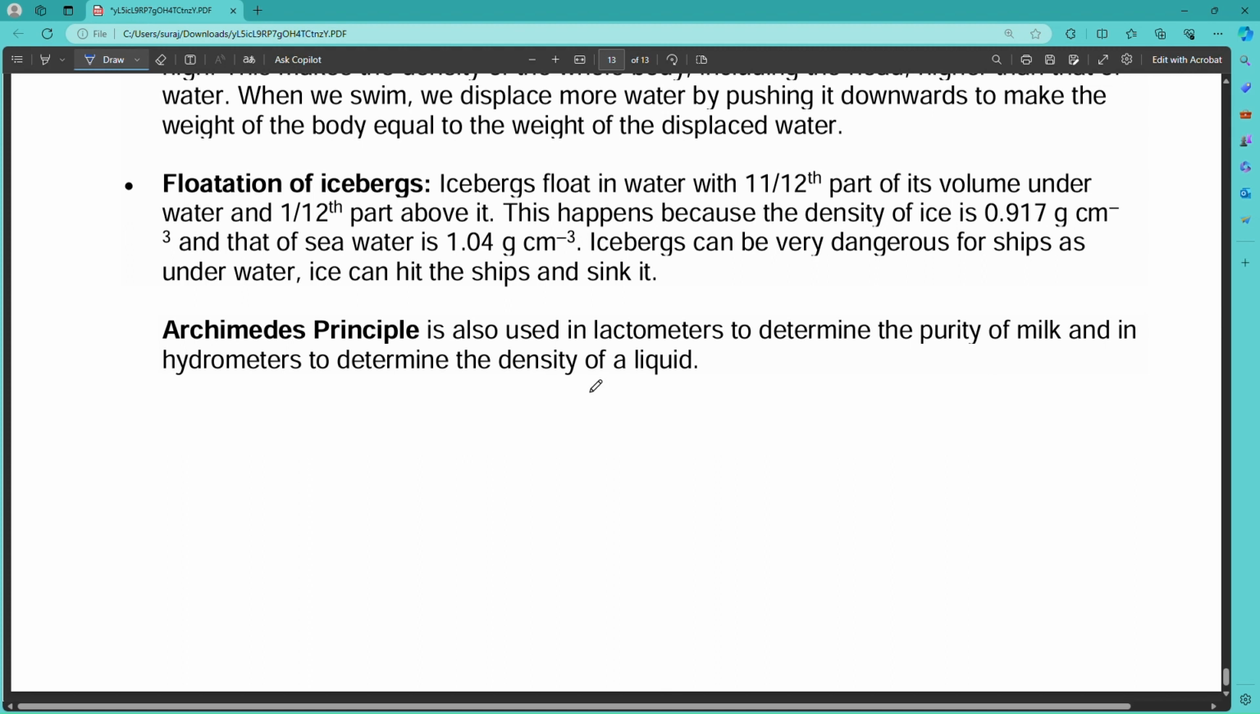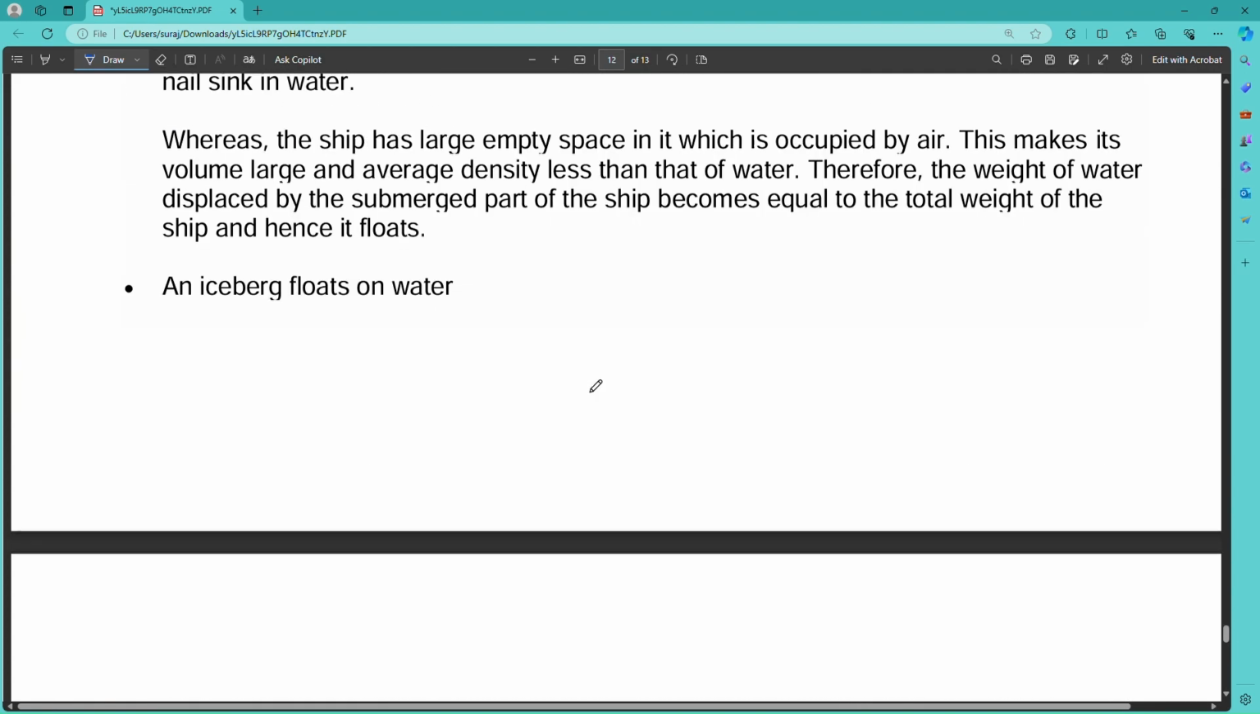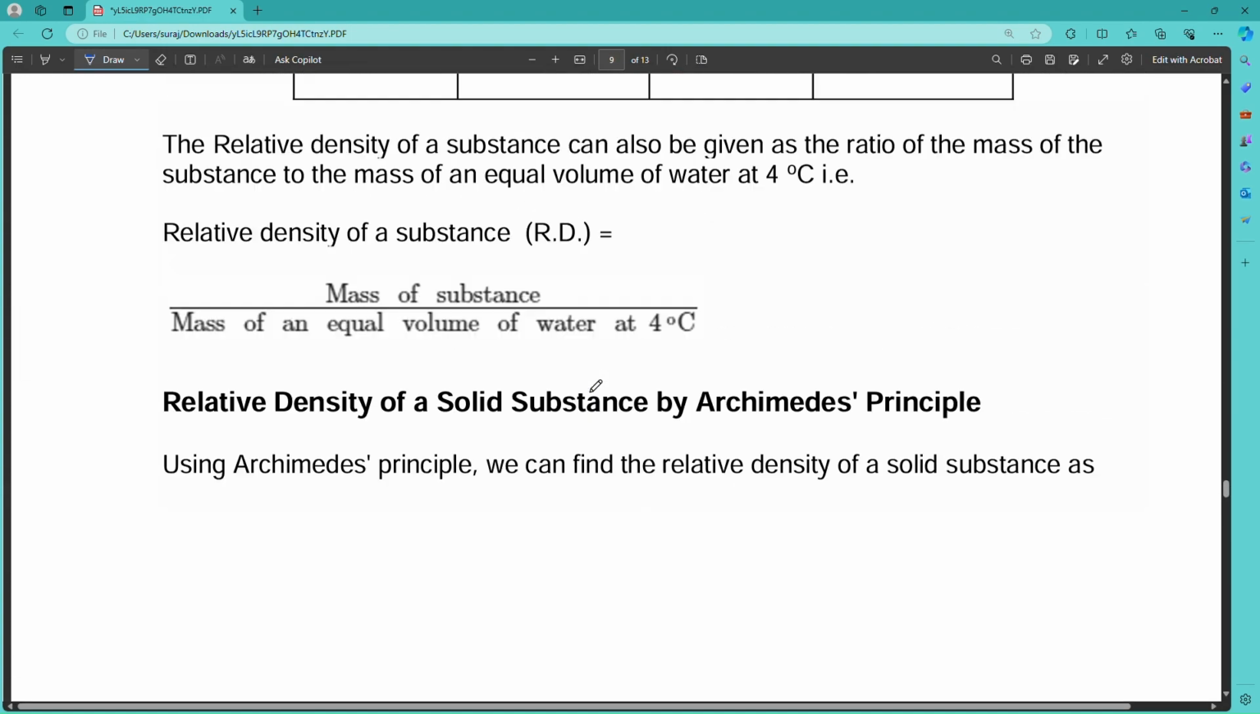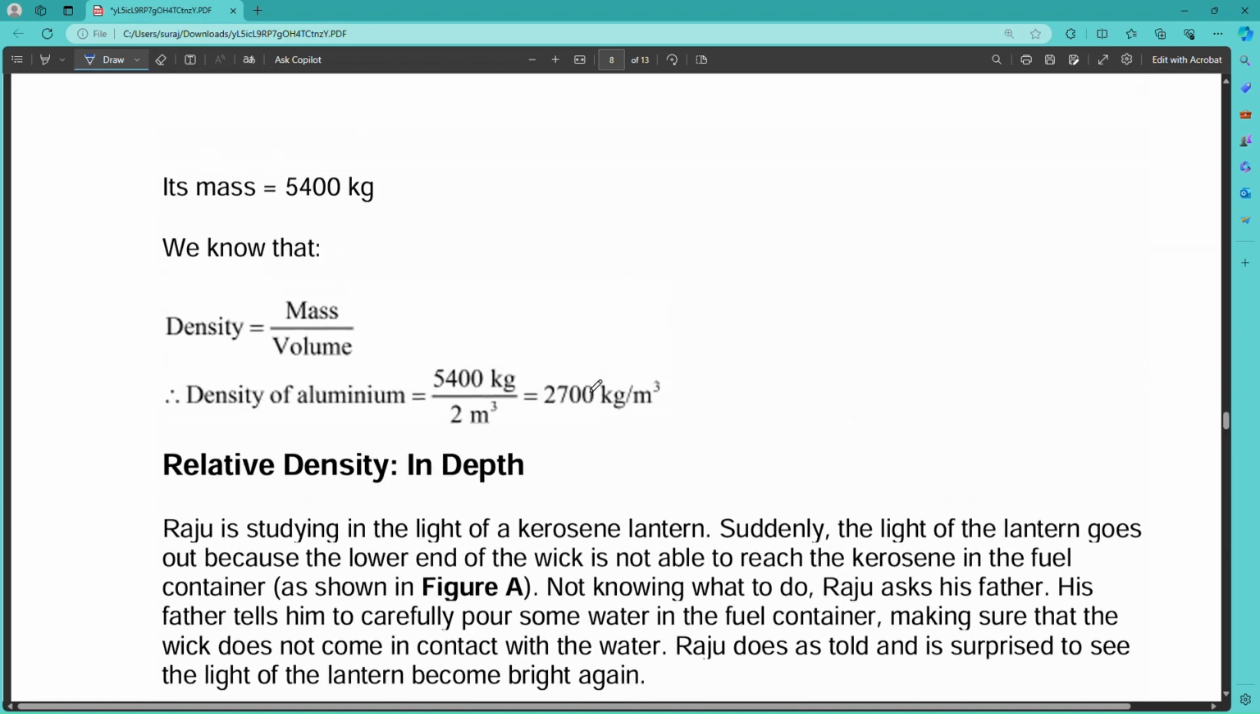Whenever you go to a dairy farm where the milk is collected, they use lactometers to determine the purity of milk. The lactometer is designed on the principle of Archimedes principle. So this is all the concept of the chapter physical quantities and measurements. In your chapter, it is mainly focused on density, law of flotation, relative density.